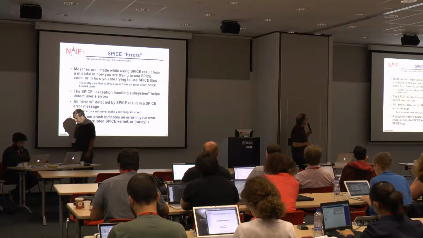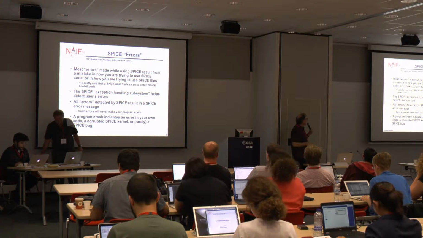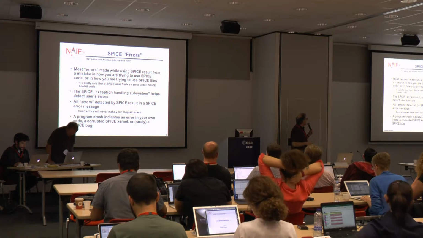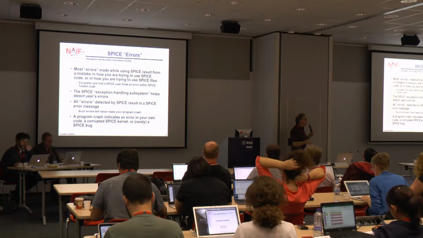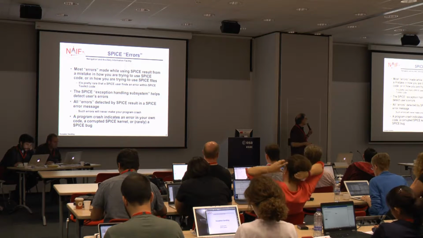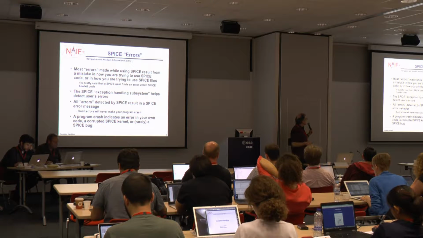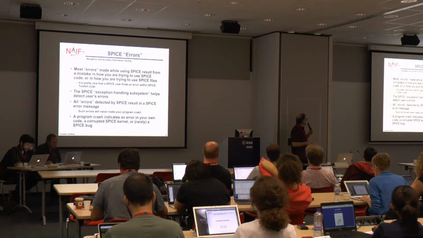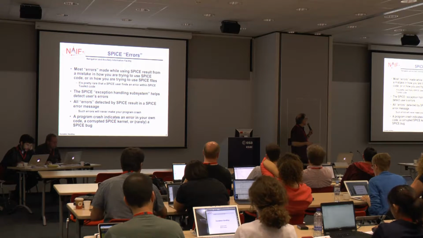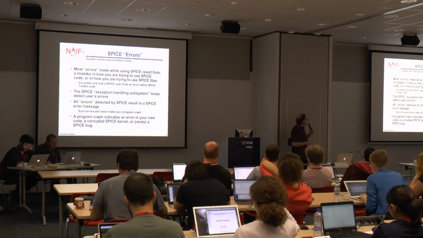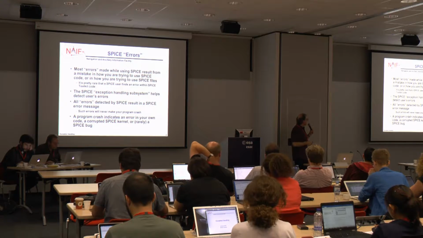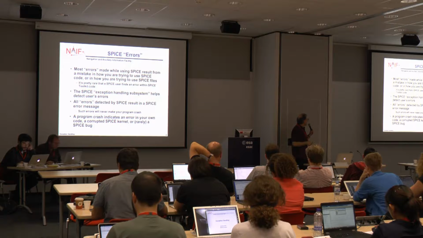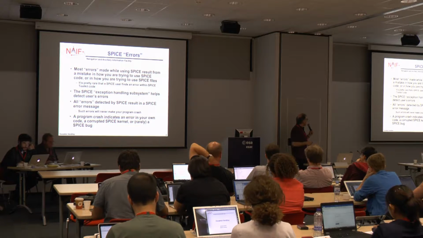Most errors made while using SPICE result from a mistake in how you're trying to use SPICE code or SPICE files. It's pretty rare that SPICE actually finds an error within SPICE Toolkit code, but it has happened occasionally. The SPICE exception handling subsystem helps detect users' errors. All errors detected by SPICE result in a SPICE error message. Such errors will never make your program crash. That is our intention. A program crash indicates an error in your own code, a corrupted SPICE kernel, or rarely a SPICE bug.